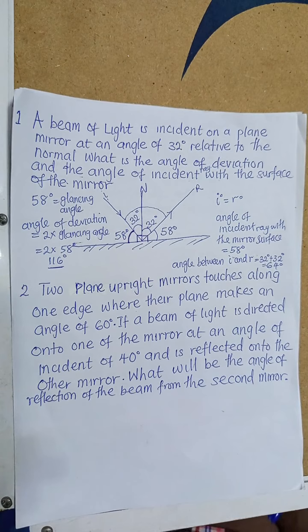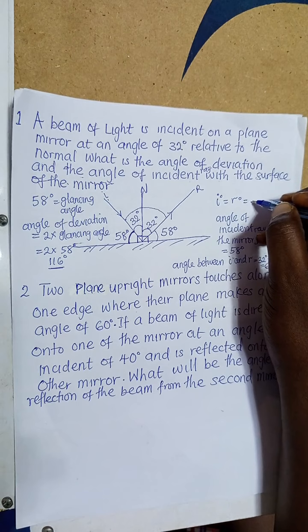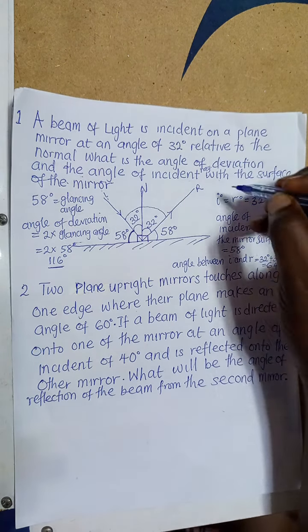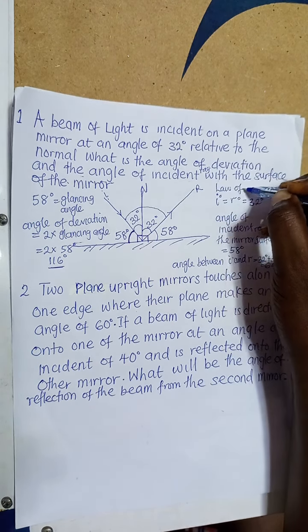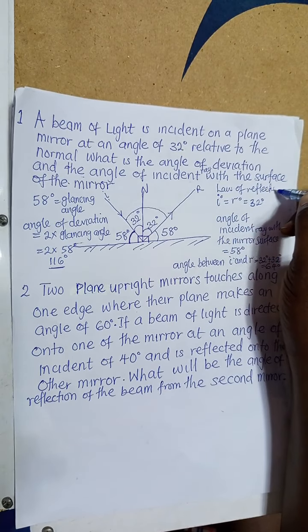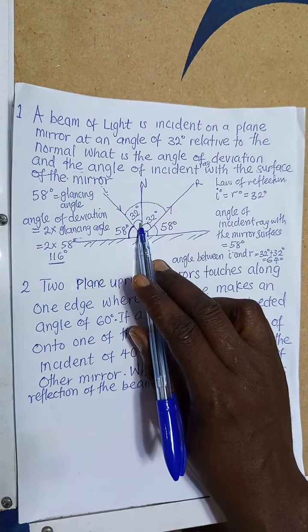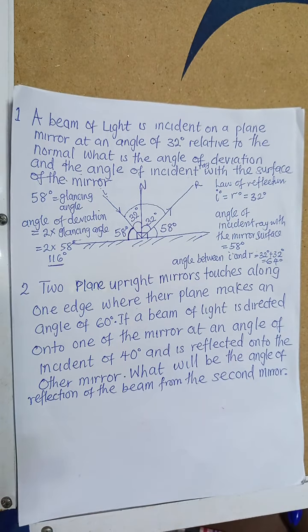So that is just that. The glancing angle is 58. The angle of incidence is equal to the angle of reflection, which is 32 degrees each of them, according to the law of reflection. So the angle of the incident ray with the mirror surface is 58, which is also known as the glancing angle. Then the angle between the incident ray and the reflected ray is just 32 plus 32, which is 64.